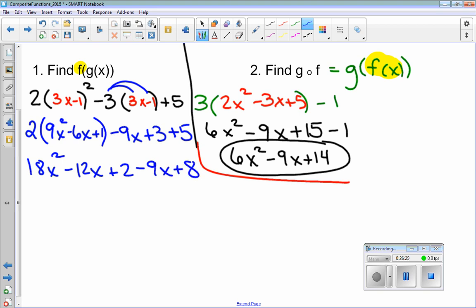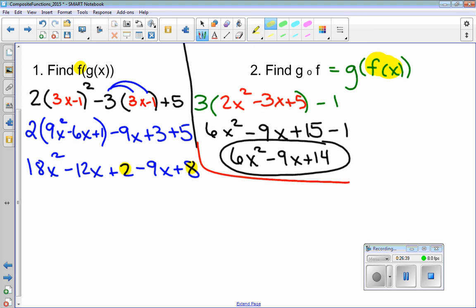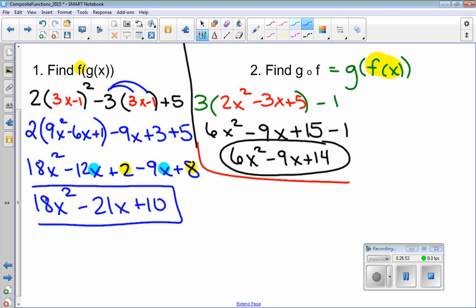Am I done yet? What else do I need to do? Combine like terms. Right. So combine these two and combine those two. But I'm almost there. So my final answer is 18x squared minus 21x plus 10. Is that what you had, Alex? You got it. All right, good.